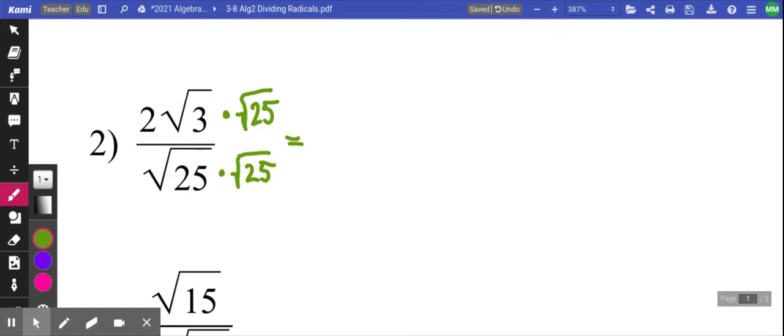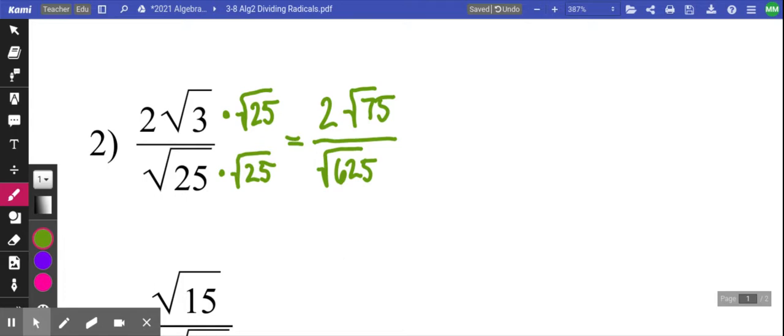So now on the bottom, 25 times 25, that's a radical 625. On the top, the outside number we don't touch, so it's still a 2. And then 3 times 25, radical 75. Not too bad, right? Right, Murphy.